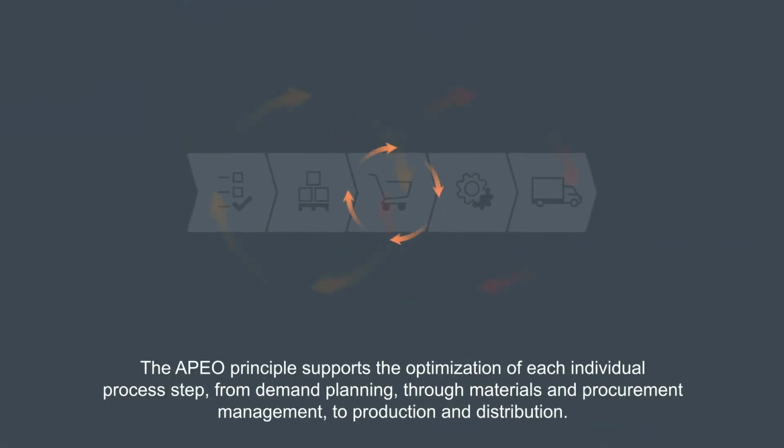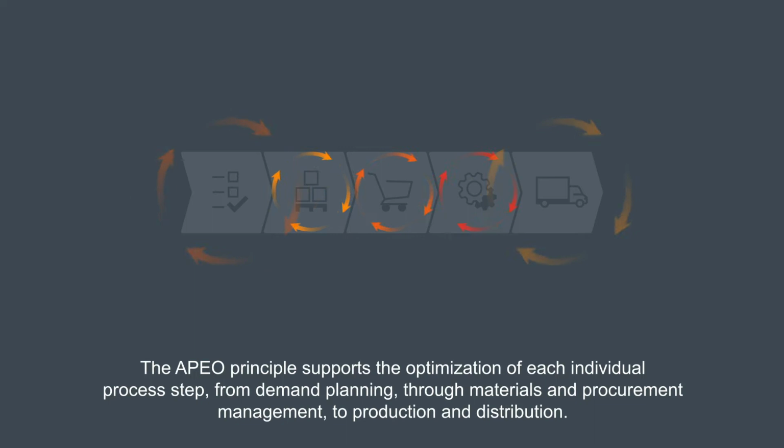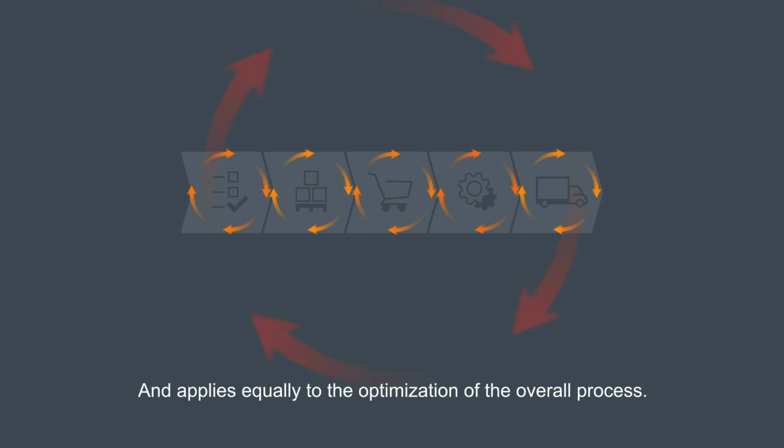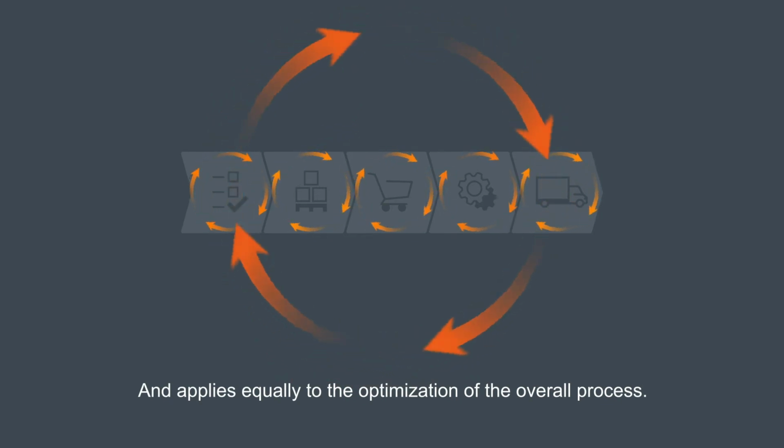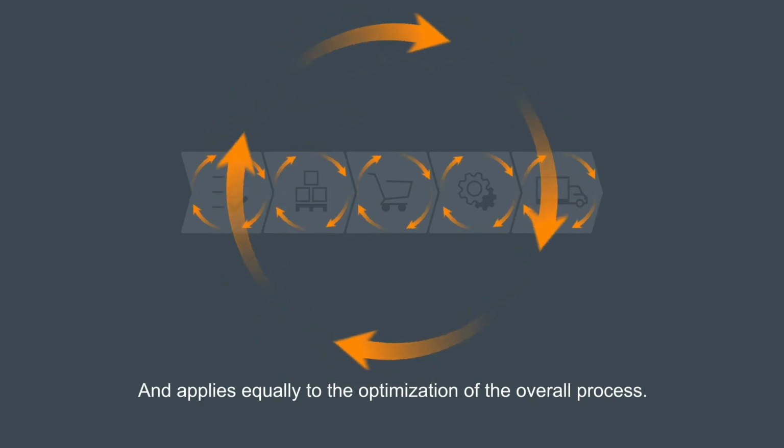The APEO principle supports the optimization of each individual process step, from demand planning through materials and procurement management to production and distribution, and applies equally to the optimization of the overall process.